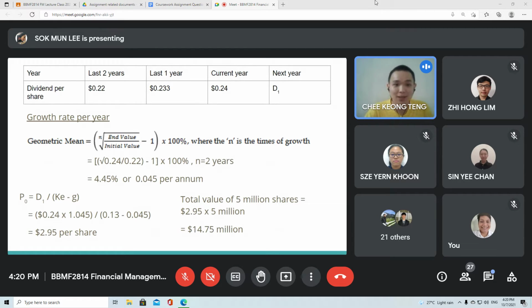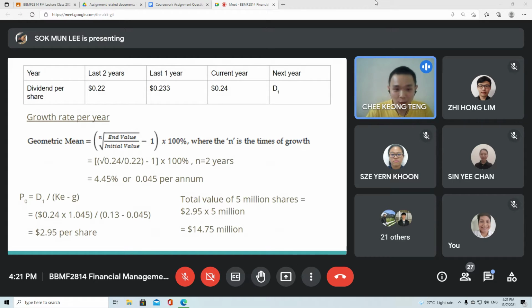You can see from this question, we have last 2 years, last 1 year, and current year, 24 cents. Which means that we have 3 dividends, the past 2 years including the current year. So from there, we will be able to find the annual dividend growth rate, and we can assume that in the future it will also grow at that rate. This I have covered in chapter 2, if not mistaken, in the lecture class. If you do not know how to calculate, please go back and revise chapter 2. We will be using geometric mean.